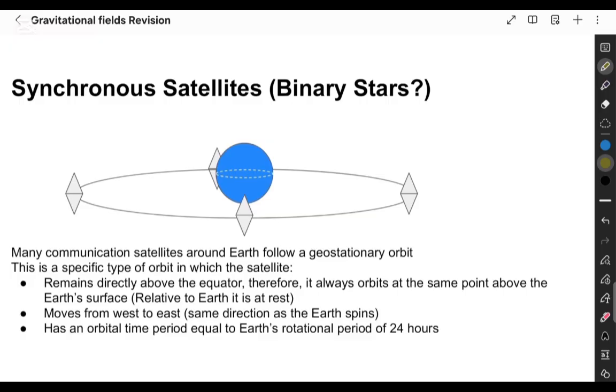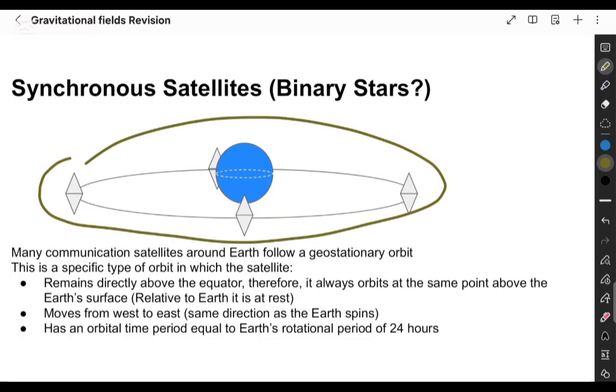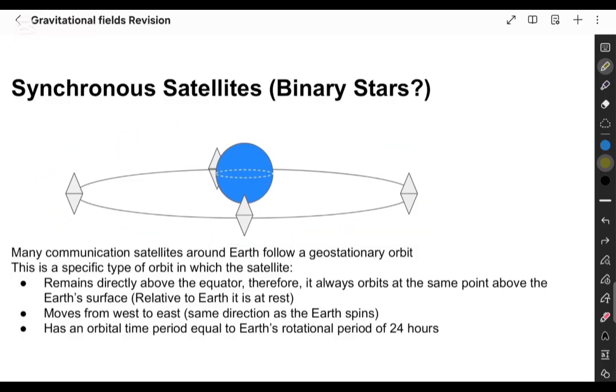Basically for this type of orbit, the satellite moving around in geostationary orbit will always be above the equator, and it will always be above the same point on the Earth's surface, or you can say it will always be at rest relative to Earth. I've just drawn a diagram up there. This satellite will move from west to east, and the most important points are these 2 points. The last point is that it has an orbital time period equal to the Earth's rotational period.